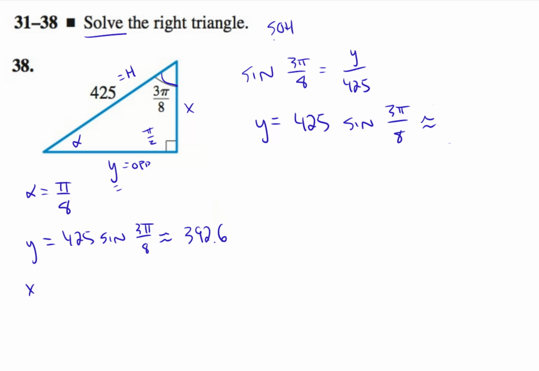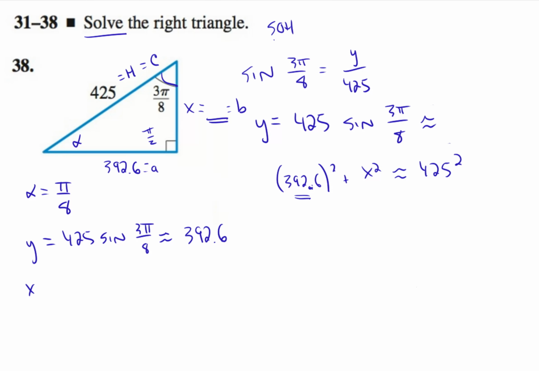So x. Now I could set up a trig ratio to find x, or once I know this side here is approximately 392.6, I can use the Pythagorean theorem to get this last side. I guess I'll use the Pythagorean theorem. Call this A, B, C. So 392.6 squared plus x squared is approximately equal to 425 squared. Now this is an approximation because this is an approximation.